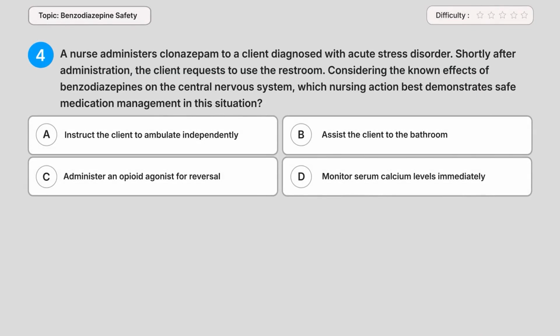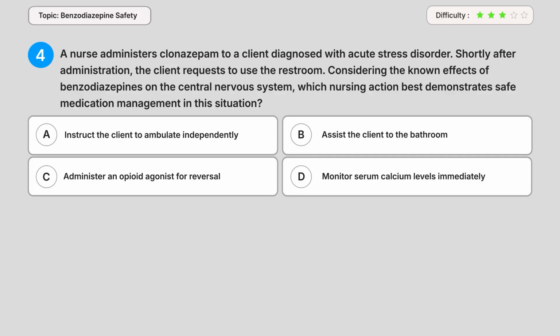4. A nurse administers clonazepam to a client diagnosed with acute stress disorder. Shortly after administration, the client requests to use the restroom. Considering the known effects of benzodiazepines on the central nervous system, which nursing action best demonstrates safe medication management in this situation? A. Instruct the client to ambulate independently.